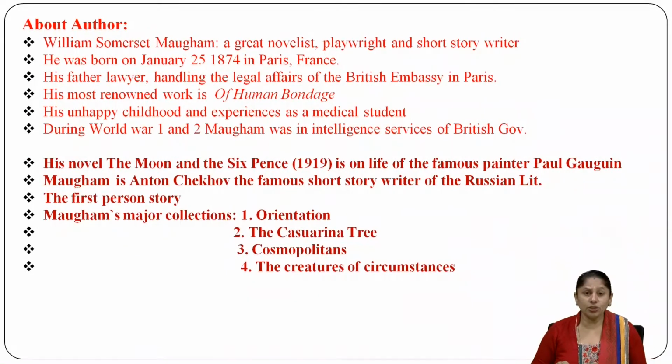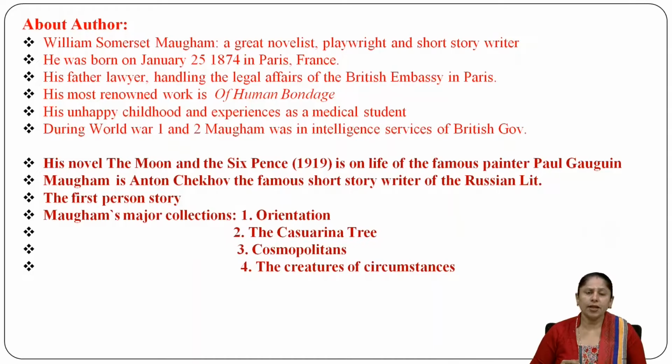About the author, we need to learn that any work of art is important due to the author's writing, and that's why we need to discuss the author first. Here it is William Somerset Maugham, a great novelist, playwright and short story writer. He was born on January 25, 1874 in Paris, France. So naturally it seems that he is a French person, but he is writing in English. That's why he is a French author, but writing in English literature, and that's why we are learning his short stories which are written in English literature.